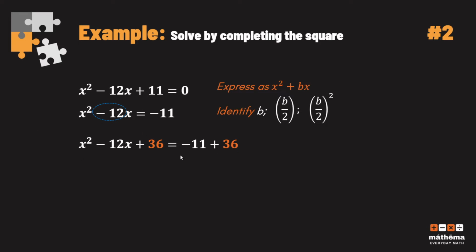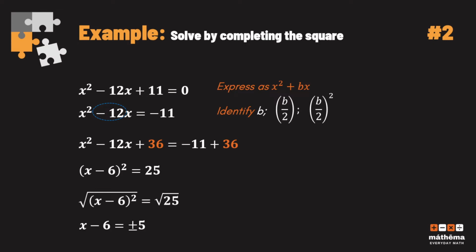Again, this is now a perfect square trinomial. So we can express this one as x, and what is again negative 12 over 2? That's negative 6. So we will have the quantity of x minus 6 squared is equal to 25. Negative 11 plus 36 is 25. Next, we will extract the square roots. We have the square root of the quantity of x minus 6 squared is equal to the square root of 25. And this will give us x minus 6 is equal to plus minus 5.